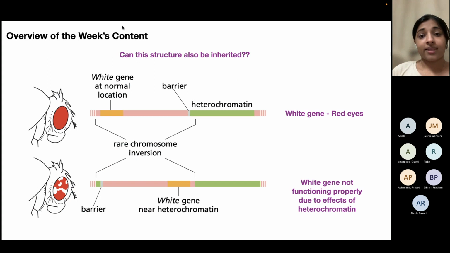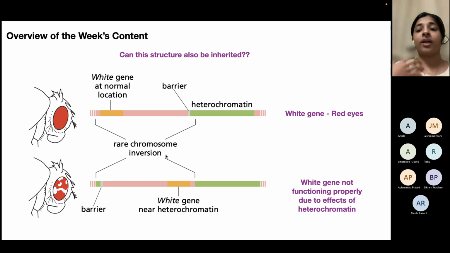So can this also be inherited? Because that is essentially what happens. Say your liver is dividing to form more liver cells. As we know, liver can regenerate. It forms liver cells only. It does not form cells of some other region. So this chromatin structure packaging between heterochromatin and euchromatin also needs to be inherited from the mother cell to the daughter cell. How is this brought about?